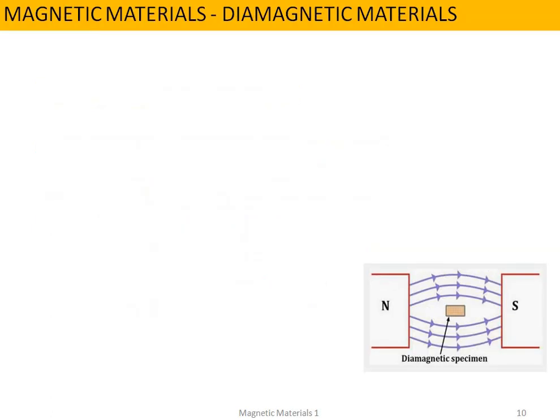The first one is diamagnetic materials. When we discuss diamagnetic materials, the first point is that the materials which do not have permanent magnetic dipoles are called diamagnetic materials. From this figure, you can see a diamagnetic material. When a diamagnetic material is kept under a magnetic field, you can see that the magnetic lines are pushed away from the specimen, that is, they are opposite to the direction of the applied field.